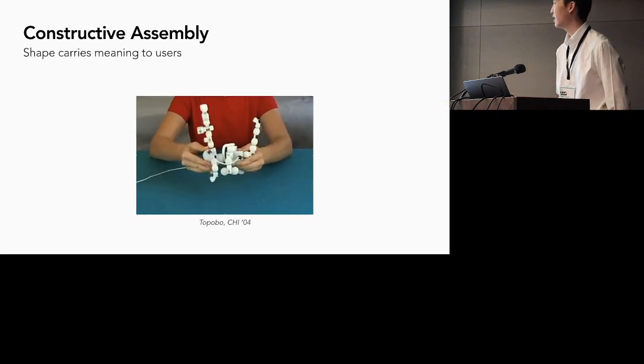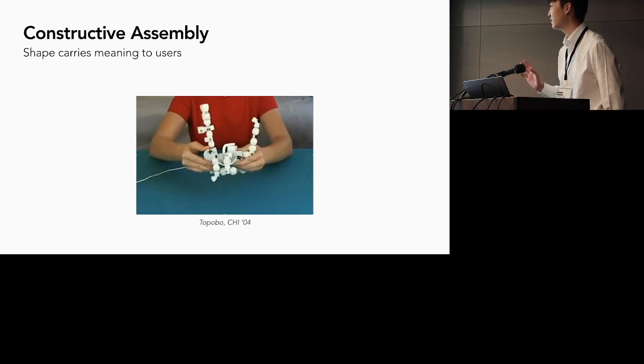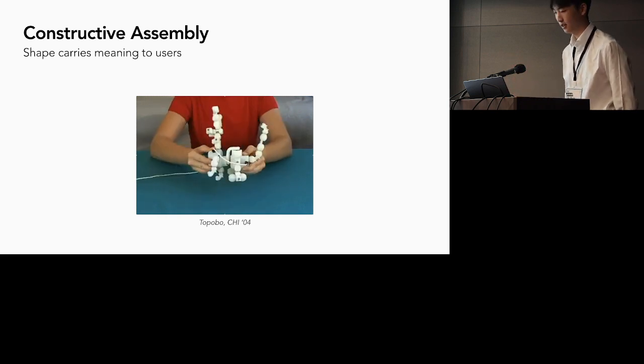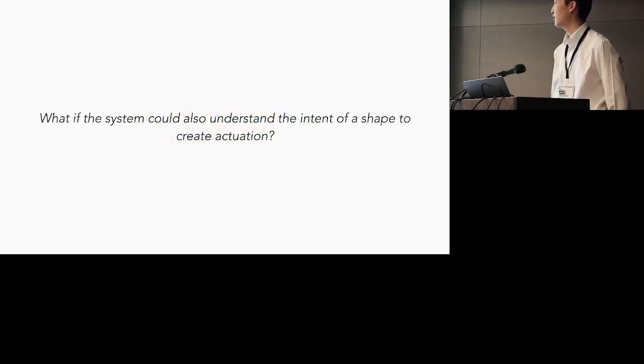One insight I really want to highlight from these prior works is that shape carries a lot of meaning to users. To illustrate what I mean, if you look at this video, if you decouple the shape from the movement, you might just see a couple of motors actuating arbitrarily. But because of the overall animal-like shape, we recognize this motion as a walking motion. So this leads us to our question: what if this system could also understand the intent of a shape to create actuation?